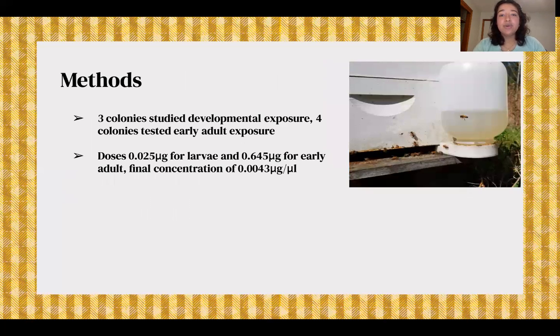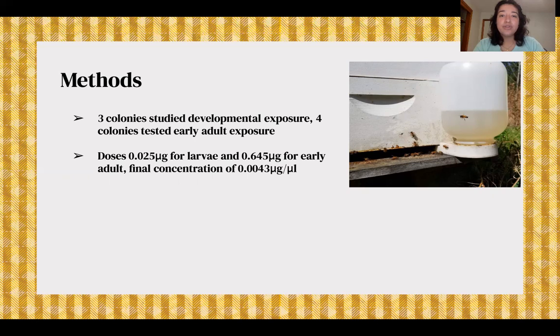So they studied a total of 7 colonies, and 3 of those colonies were exposed during their development, and 4 of those would be exposed during their early adulthood stage. The dosages of the insecticide that were administered were 0.025 micrograms for the larvae and 0.645 micrograms for the early adult bees. These dosages of the insecticide were diluted in double distilled water and then combined with a stock solution of sugar water containing 50% sucrose for a final concentration of 0.0043 micrograms per microliter.